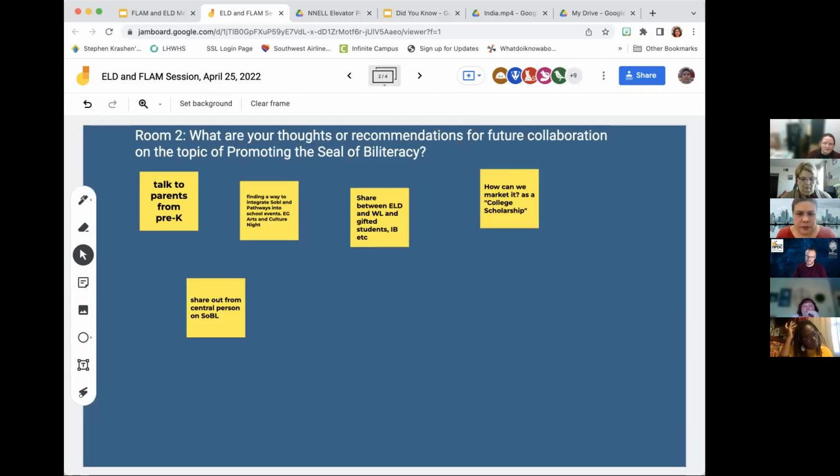And then we talked about some school events and how important it is to integrate the Seal of Biliteracy and the pathways and the heritage cultures and the languages into those types of events at schools. There was an example of an arts and culture night that's going to happen this spring. And then share between the EL and the World Language gifted students about the different pathways or the different assessments that they can use to earn the college credit.